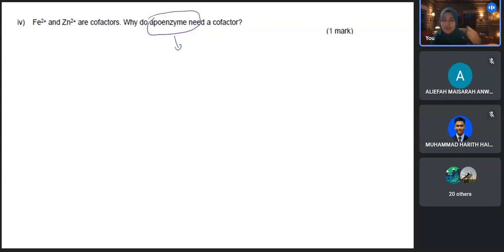Okay. So why does apoenzyme need a cofactor? Cofactor functions to aid or assist in the enzyme reaction. Okay, it assists the enzyme to be activated. Macam itulah kan. So apoenzyme is the inactive form of enzyme, so it requires cofactor to activate the enzyme, to assist the enzyme reaction.